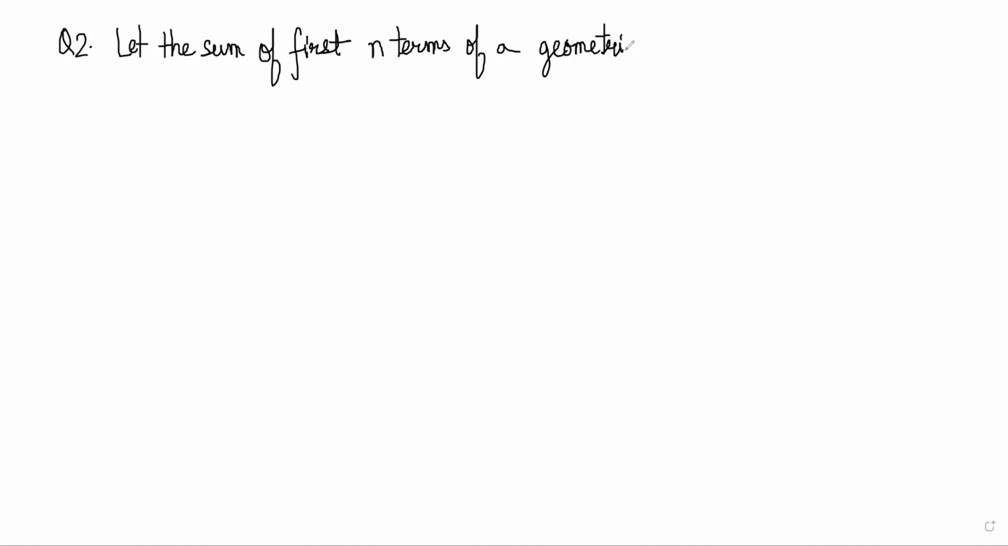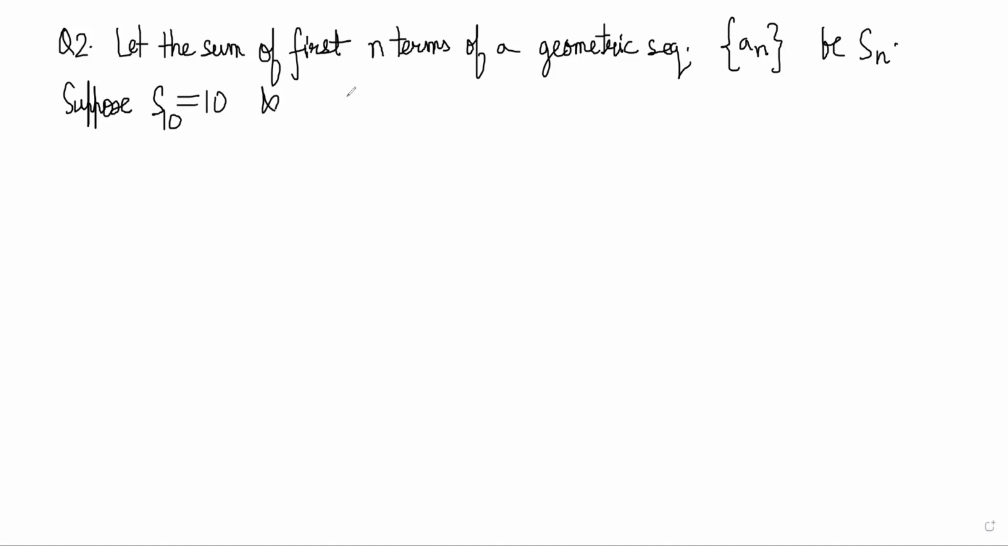This is question number 2. Let the sum of first n terms of a geometric sequence an be Sn. Suppose S of 10 is 10 and S of 30 is 70. You have to find S of 40.